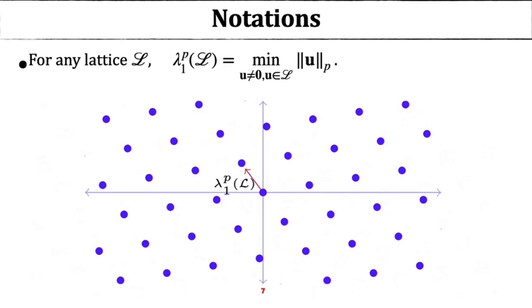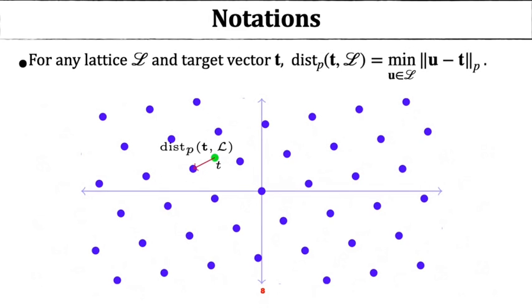So now the second thing is lambda1 of the lattice. For any lattice L and LP norm, lambda1 denotes the minimum LP norm between any two lattice vectors. Or another way to say it, the nonzero lattice vector which is closest to the origin, and the LP norm of that vector is denoted as lambda1. So it is different for each p, and in this work we are interested in p between 1 to infinity.